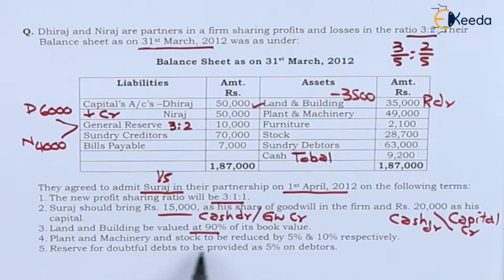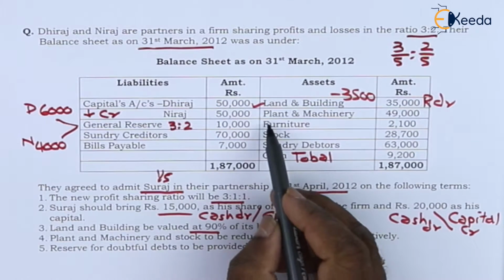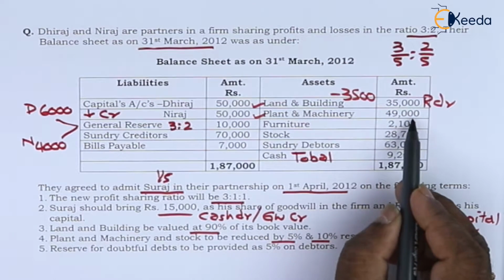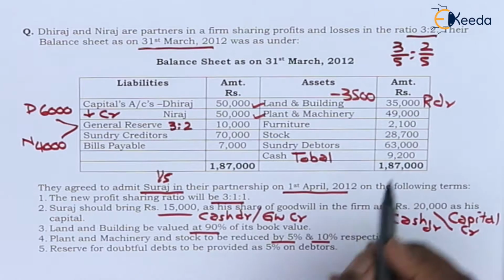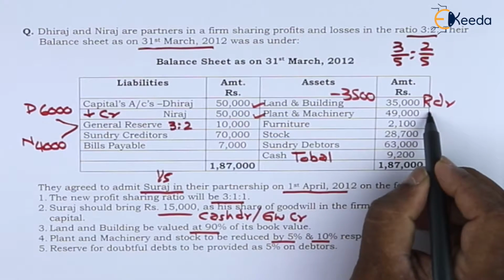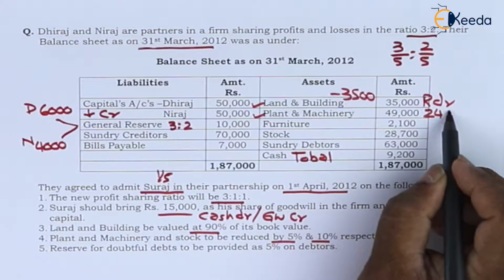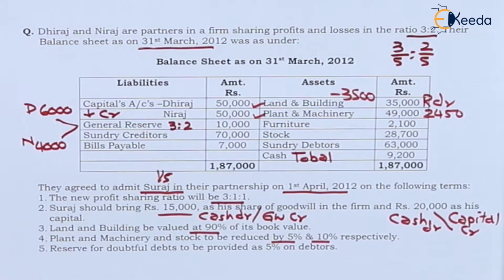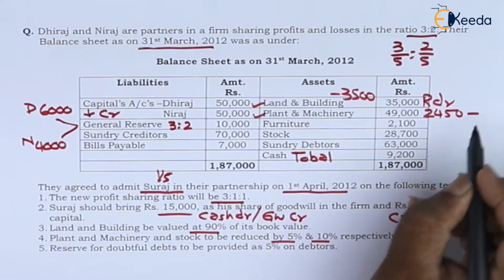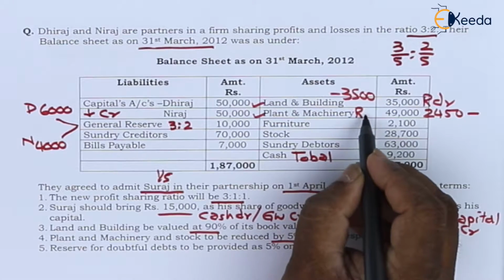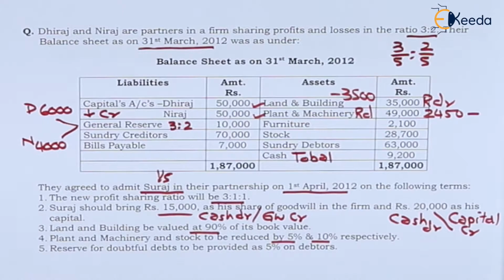Plant and machinery and stock to be reduced by 5% and 10% respectively. That means plant and machinery we require to reduce by 5%. Plant and machinery is 49,000. 5% is 2,450. This will be reduced from plant and machinery. It will have second effect, revaluation account debit.